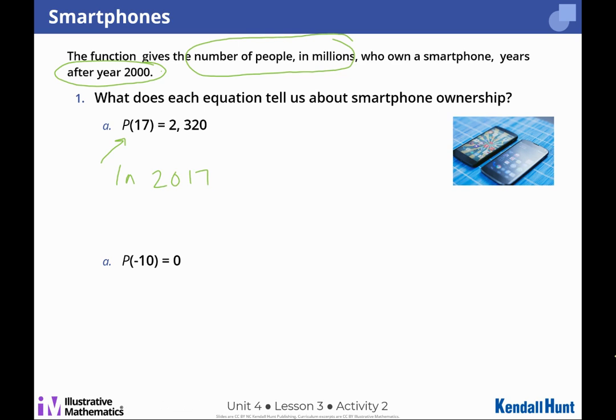So it's not 2,320 people, it's 2,320 million people. So 2,320 million. You could figure out what that is. It's like 2,320,000,000 people, but 2,320 million people own a smartphone.